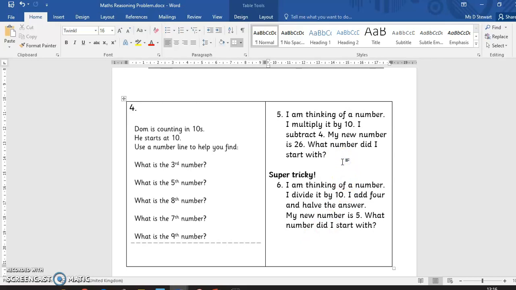And last of all are some I am thinking of a number questions. I've done these all the way through the years that I've taught. They're a great way of really thinking about problem solving. So I'm thinking of a number, a mystery number. I multiply it by 10. I subtract 4. My new number is 26. What number did I start with? Then this one is much trickier because there are more steps involved. This is something I'd normally have given to my Key Stage 2 children.